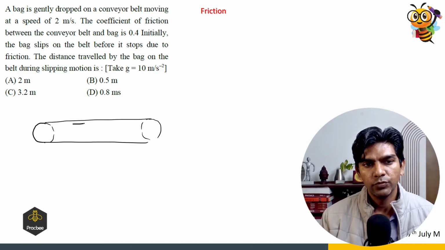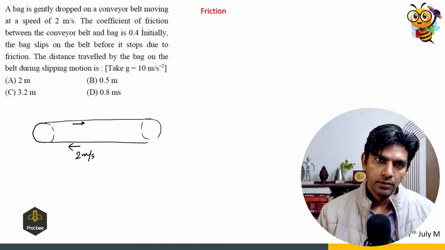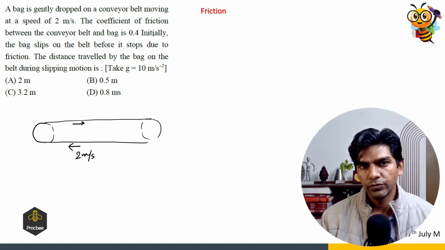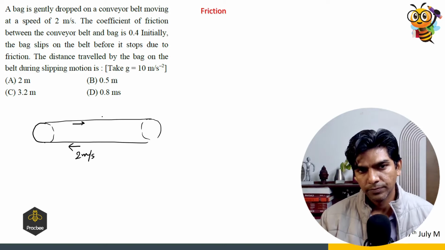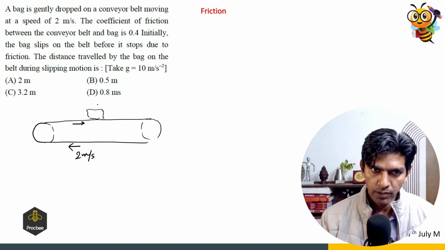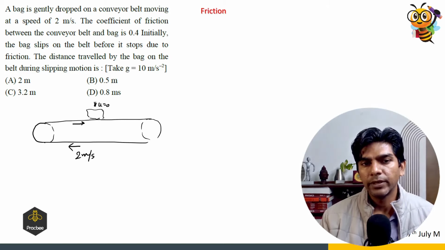And it is moving with a constant speed of 2 meters per second. The coefficient of friction between the conveyor belt and the bag is 0.4. Initially the bag slips. So if we drop a bag, its initial velocity was 0. So there will be a relative slipping between the conveyor belt and the bag.